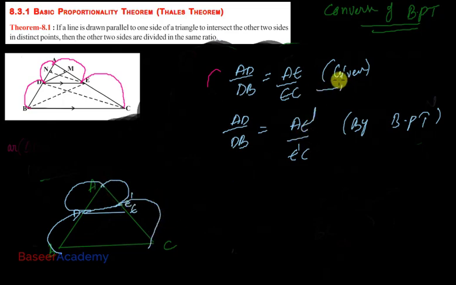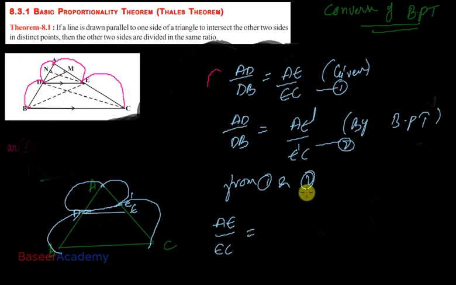If this is my first equation and this is my second equation, what do we observe from both the equations? We observe that the left hand side is equal. AD by DB, AD by DB, the left hand side is equal. So from 1 and 2, if the left hand side is equal, I can equate the right hand side. AE by EC should be equal to AE dash by E dash C.